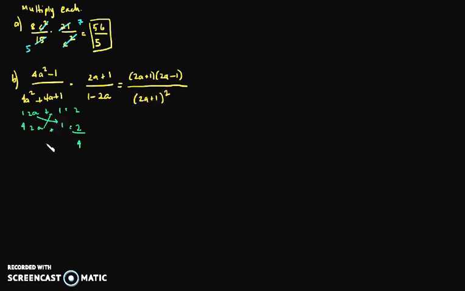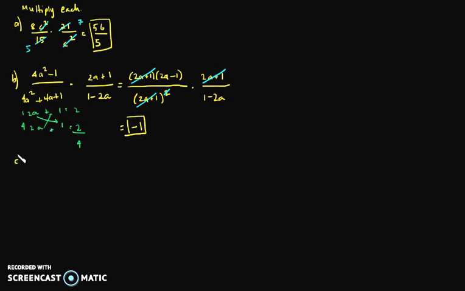Since I have here both 2a plus 1, multiplied by, just copy the numerator and then the denominator. As I can see, I can cancel this out. You can cancel this one and also this one. Aside from that, I still have here 2a plus 1, so I can still cancel this one. I have here 2a minus 1 and 1 minus 2a. This gives me an idea that these are negatives of each other. So the answer is negative 1.